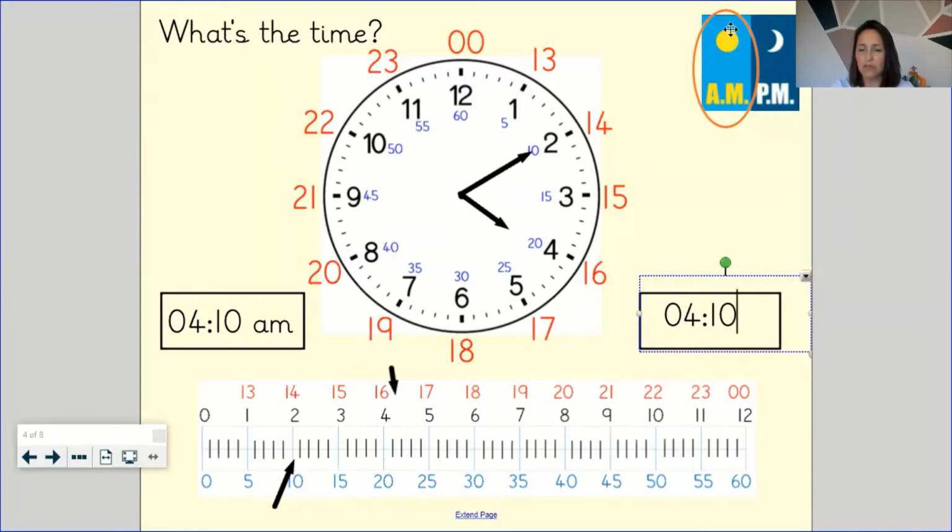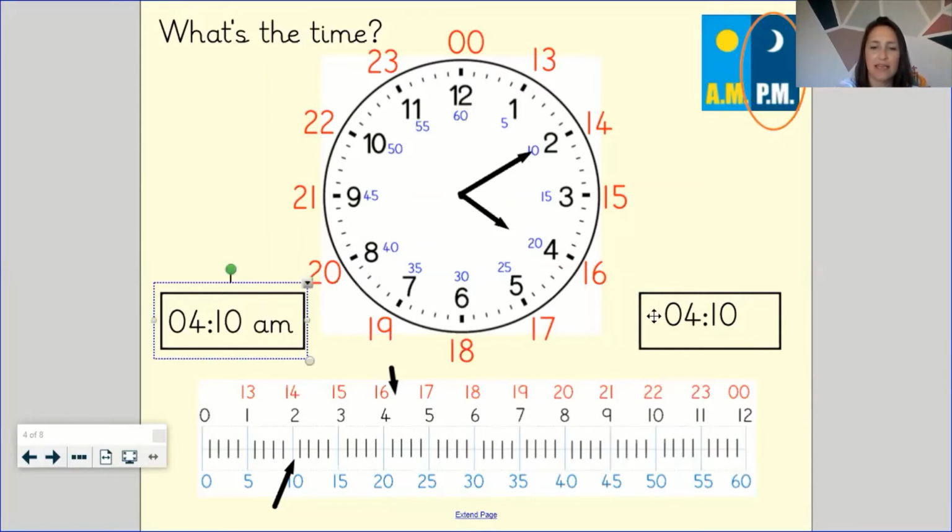So 04:10. However, if we suddenly decided that actually it's not the morning, it's the afternoon, what would happen to this display? Have a little pause and have a think on your own.